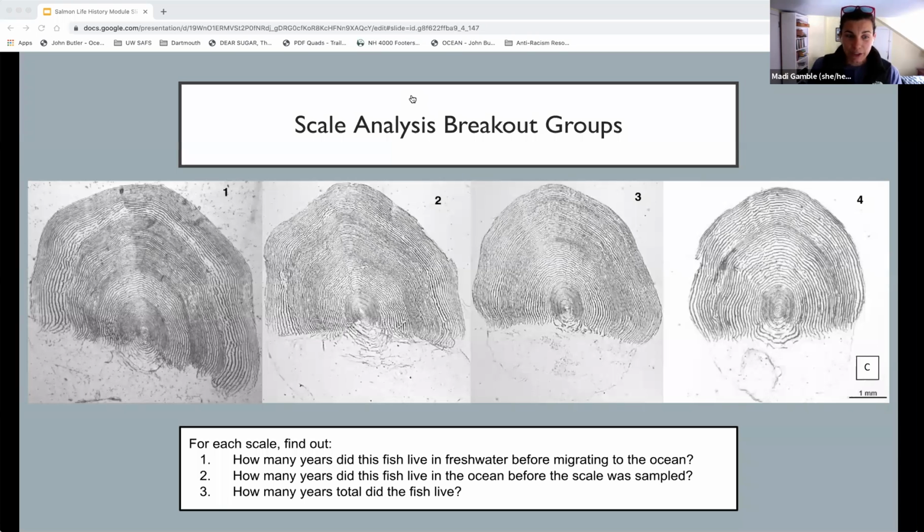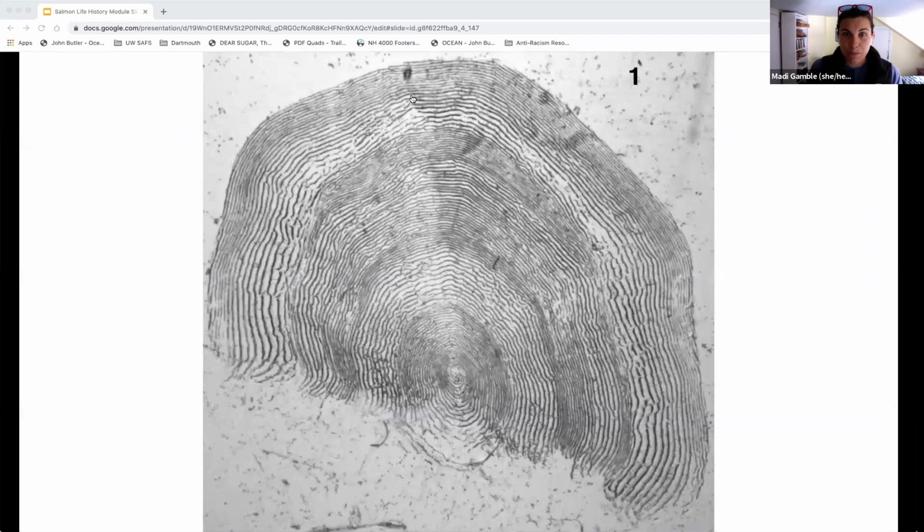Welcome back. Let's go through the scale annotations. Here's the first scale, and if the first group wants to come up and annotate this scale, that would be great. We'll pause the video until the scale annotation is done. Now that the students have had a chance to annotate this scale, I'll show you my annotations for this same scale.